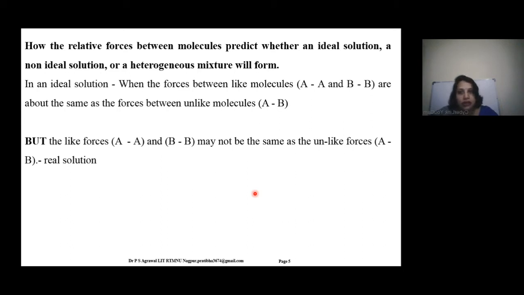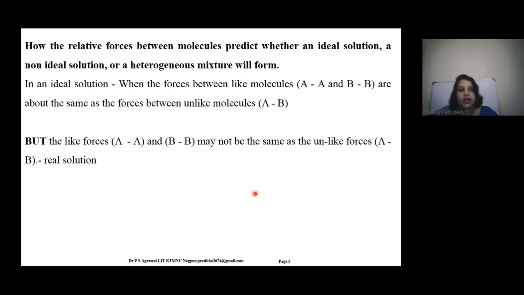But the like forces AA, BB may not be the same as the unlike forces AB. AB is the force between two molecules, solute-solvent, and AA, BB are the solute-solute and solvent-solvent forces. So when the unlike forces are stronger, molecules in the solution are more strongly attracted to each other than in the pure components. So the two components will mix to form the solution and the extra energy is given off. So delta H will be less than 0. Likewise, the volume is expected to be less than the ideal expected volume, as the strong forces bring the molecules closer to each other.